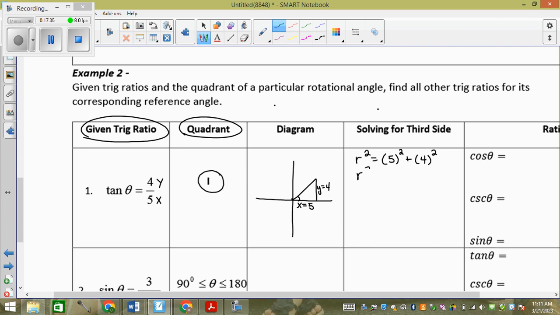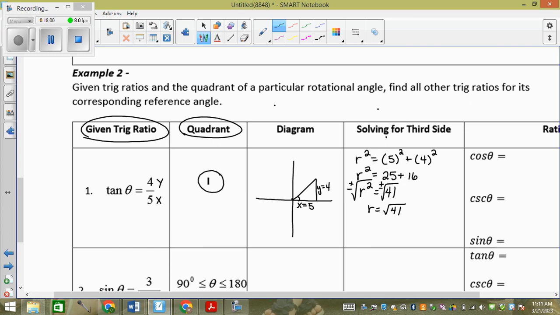So we get r squared equals 25 plus 16, which is 41. We take the square root, plus or minus, but it's an r, so it's going to stay positive. R equals square root of 41. Can square root of 41 reduce? No, it's a prime number.